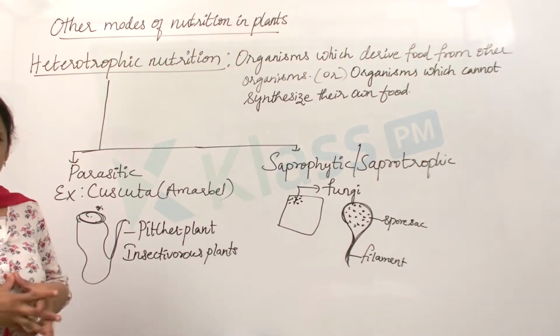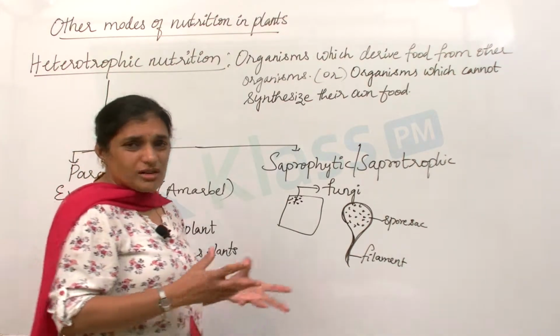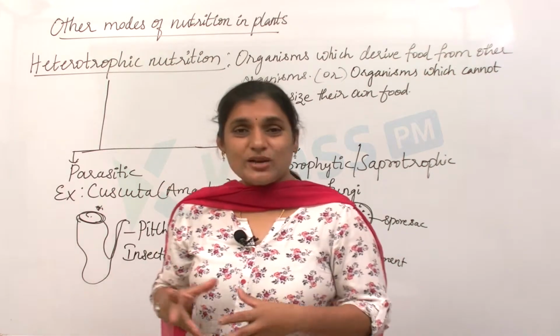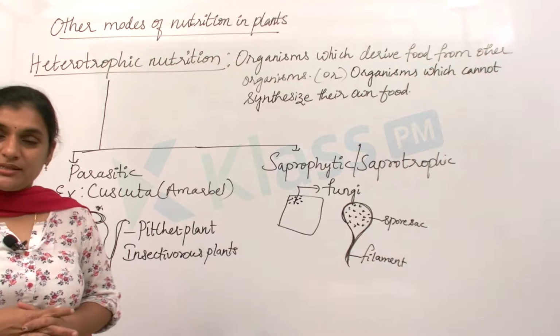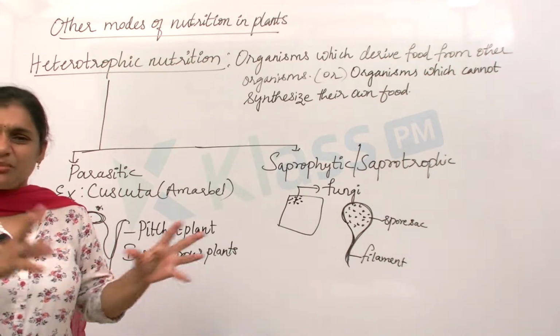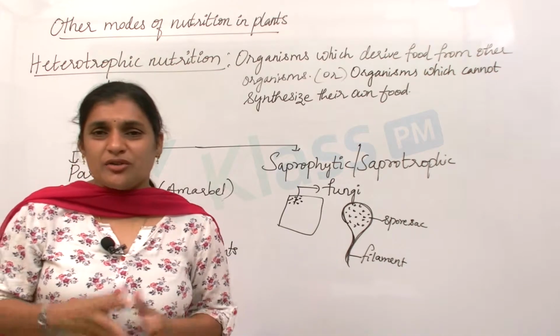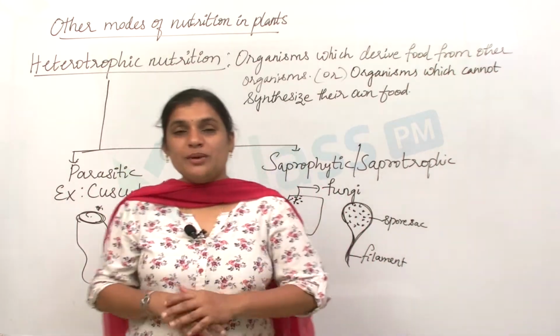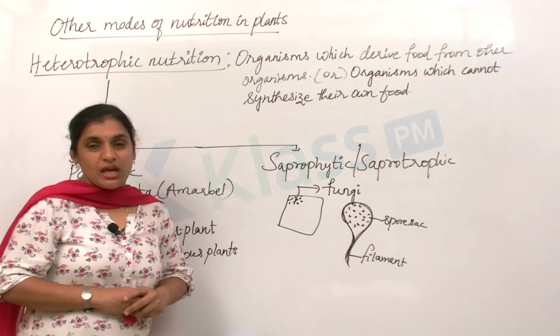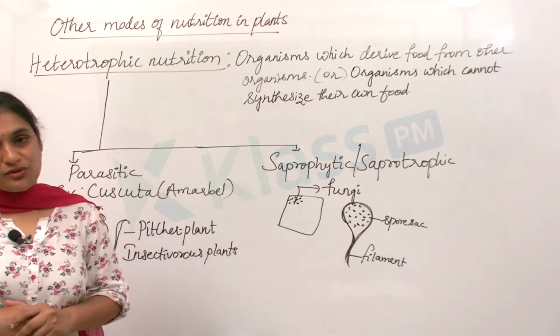Apart from parasitic nutrition, there is also another mode of nutrition where plants become carnivores. What do you mean by carnivores? Are plants carnivores? Can plants eat flesh? It is not exactly carnivores, but there are plants which eat insects. We know that there are many insects, right? And for your information, the insect family is a huge family. There are a few plants which eat insects, and these insects become the food for the plants.